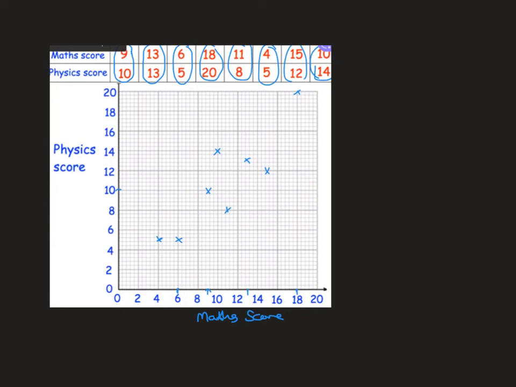So hopefully we got on all right with plotting those scatter graphs. Here we're again going back to that first one. Remember we said before we're looking for some sort of relationship. These points make a general shape. We're generally seeing that as the math score goes up, the physics score increases as well.